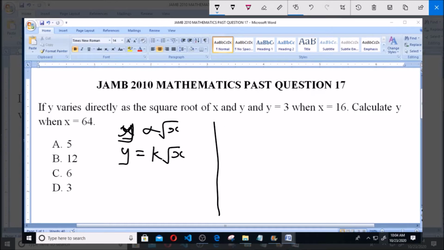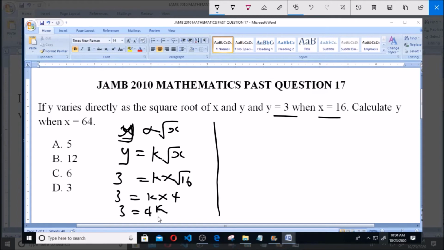Now when y is 3 and x equals 16, we use this information to find the formula, or the equation connecting y and x. So we're looking for the value of k when y equals 3 and x equals 16: k multiplied by root 16. We have that 3 is equal to k multiplied by 4. So 3 is equal to 4k.